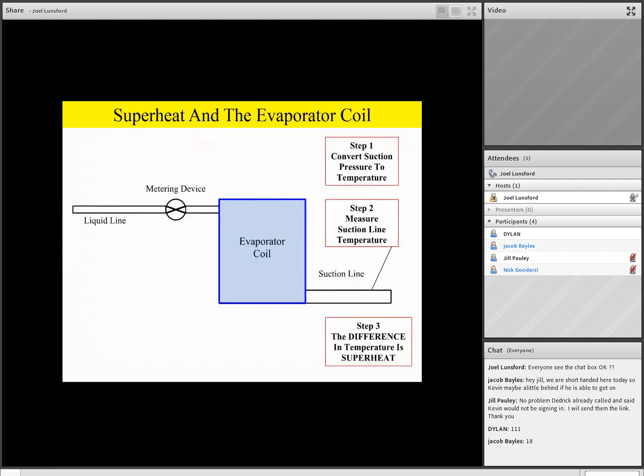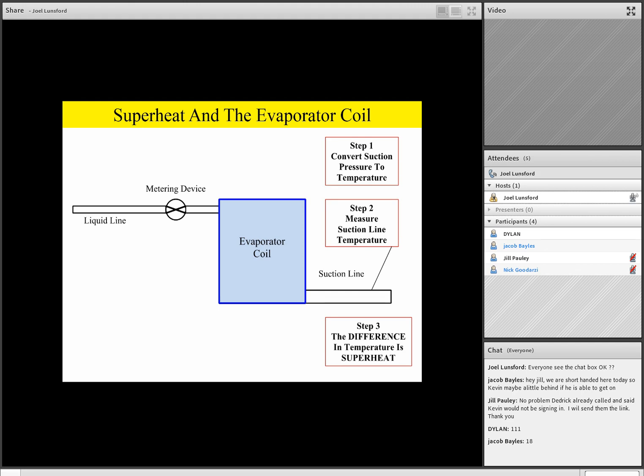Okay, so we talked a little bit about the superheat chart. Now let's talk about what is superheat. Superheat, team, is going to be the condition of the evaporator coil. Now please remember there's only 3 conditions the evaporator can be in. It can be flooded, there's too much liquid in there. It can be starved, we're not feeding enough liquid in the evaporator coil to get the job done. Or it could be normal.